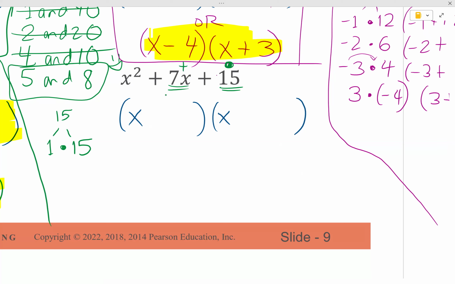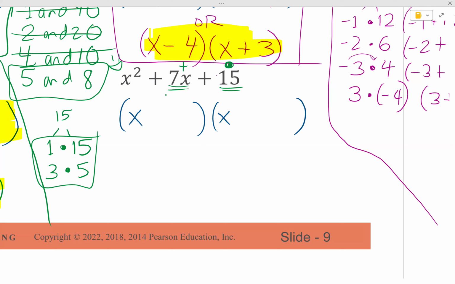So what else? 2 can't go into 15. Does 3 go into 15? 5 times. Yeah, but 3 plus 5 is not 7, so that's not going to work. That might actually be all my options. Yeah, 1 times 15 or 3 times 5.